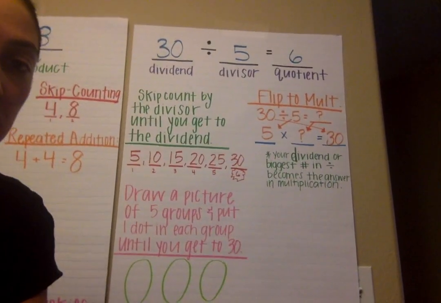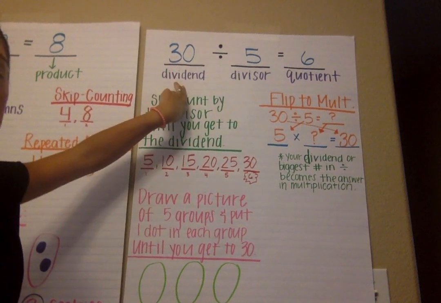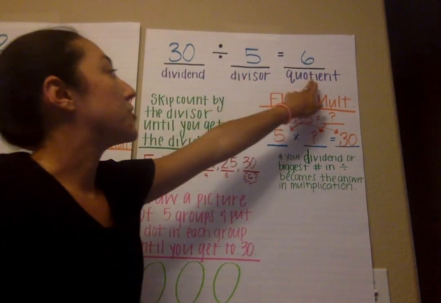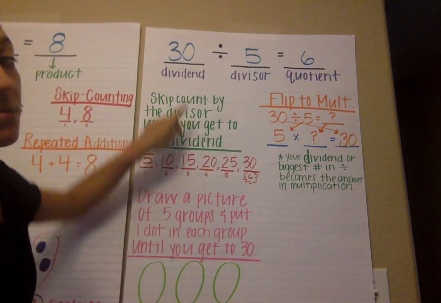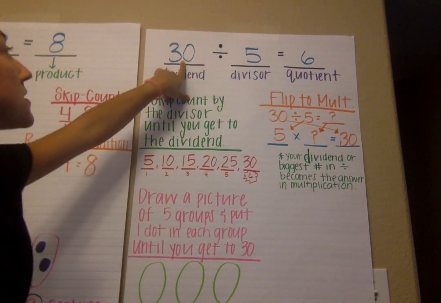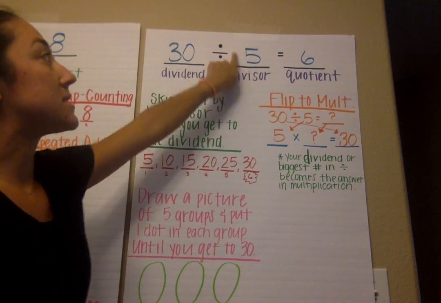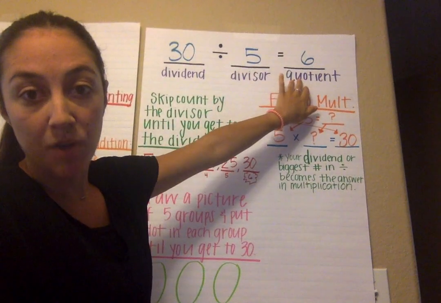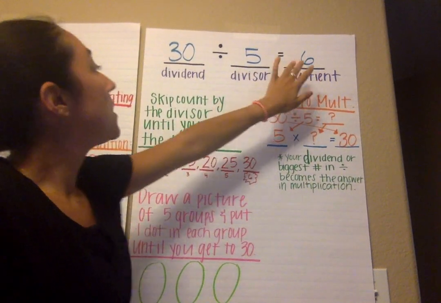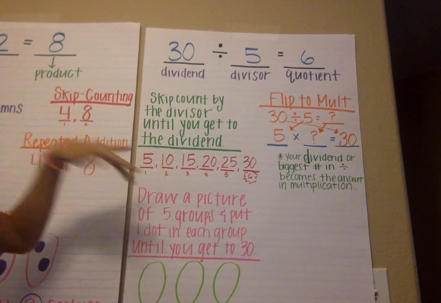Okay, so for division, some keywords that we need to go over are dividend, divisor, and quotient. So the dividend is always going to be the biggest number, or the number that goes first. Then the division sign, your divisor is going to be the second number here. And then your answer to a division problem is called your quotient.